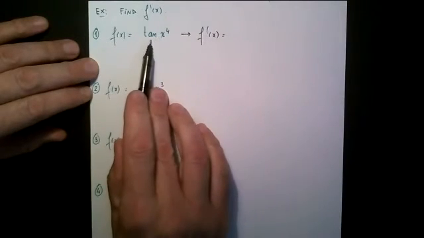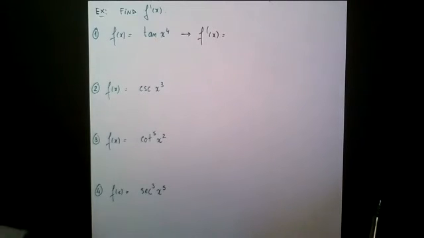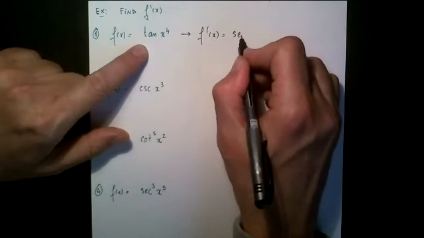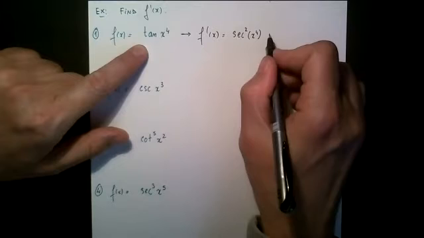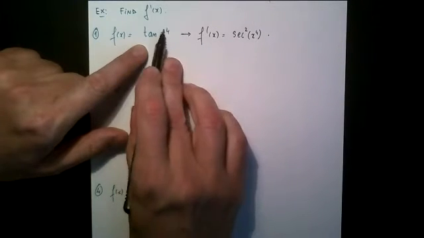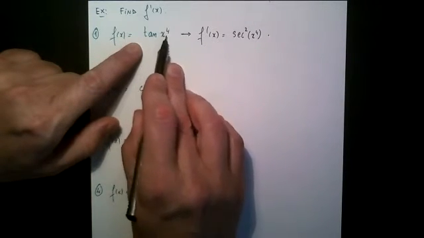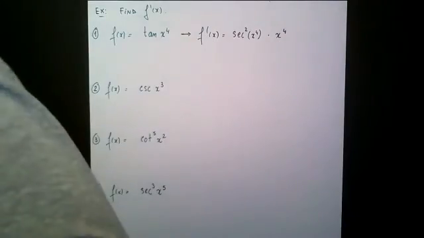So the derivative of tangent is, you remember? We proved it. The derivative of tangent is secant squared. So secant squared of x^4 times the derivative. We just derived the tangent, so now we need to derive the x^4. Chaining. Don't forget the chaining.